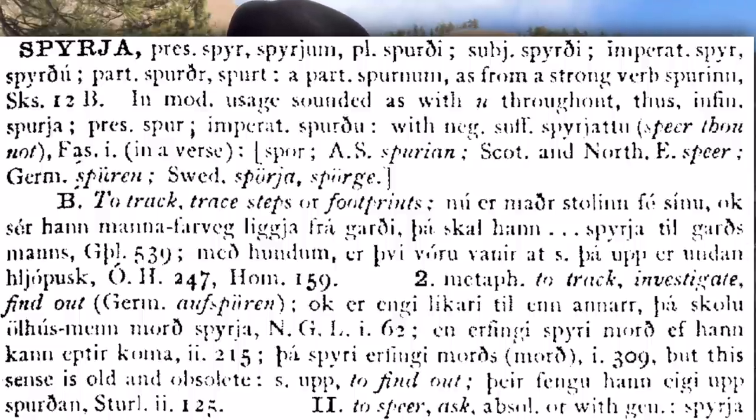The track, the trace, steps or footprints, he gives as our first definition, which for some reason is B, not A. Two, metaphorical, to track, investigate, find out, and shows us some examples. And then Roman numeral two, to spear, ask, absolutive or with genitive. Just say ask, dude. But this is one of those places where you have to be ready for his weird English. Let's look at some noun entries.